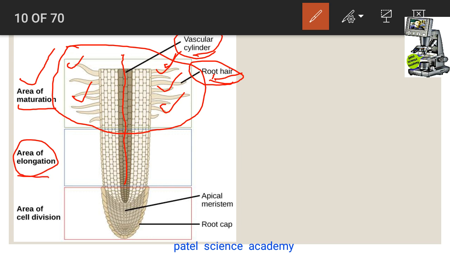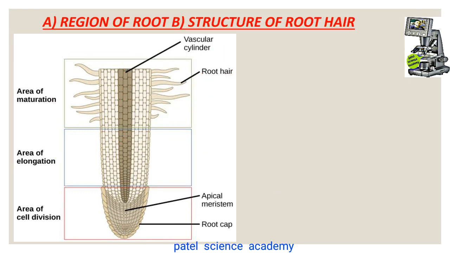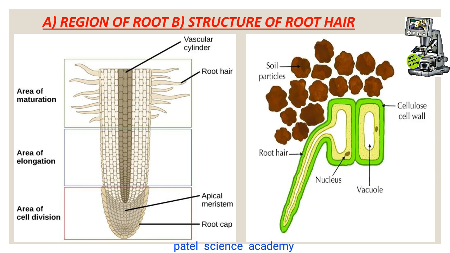Then the second region is the region of elongation, and here you can see the elongated cells. And the region of cell division, in which the apical meristem cells are present, and these cells are responsible for quick cell division. And the tip of the root is covered by a cap that is called the root cap. So these are the different regions of the root with its different parts, and it is the structure of the root. It can be asked in the examination for 2 or 3 marks to draw.